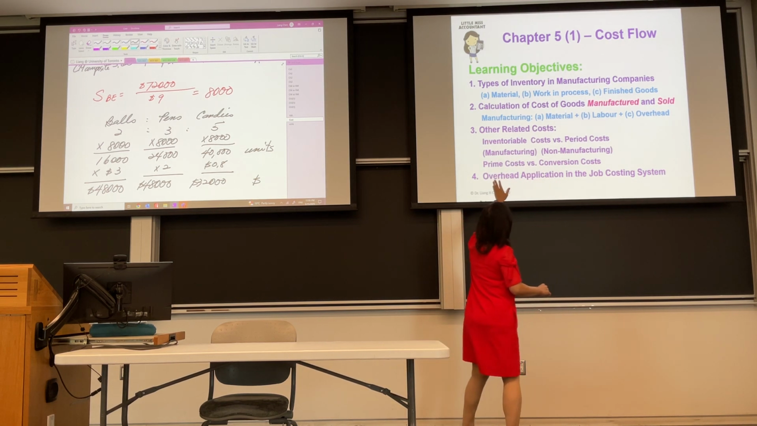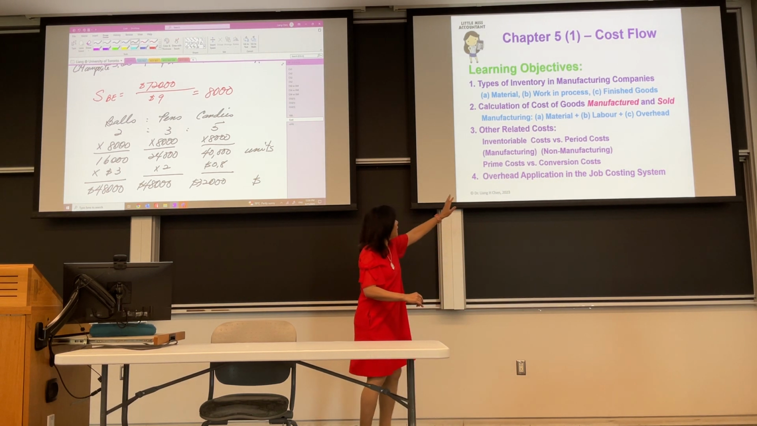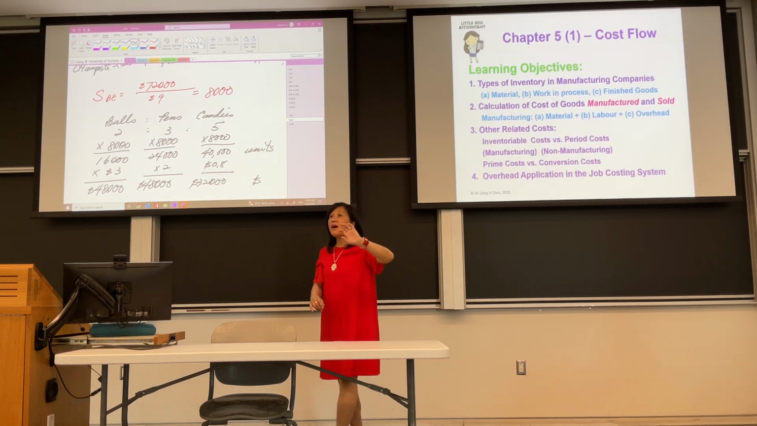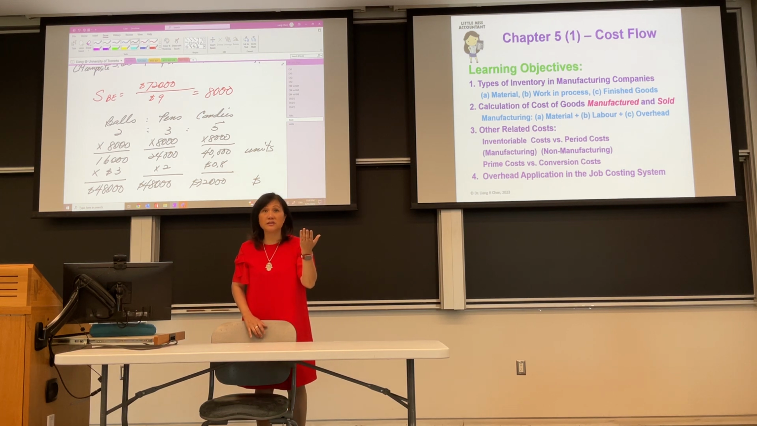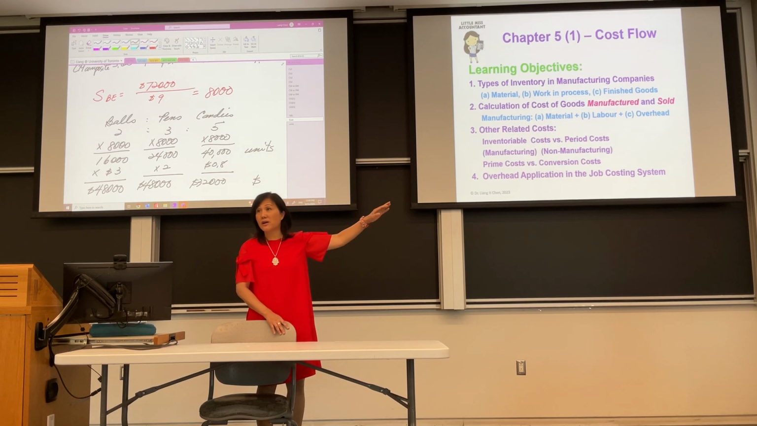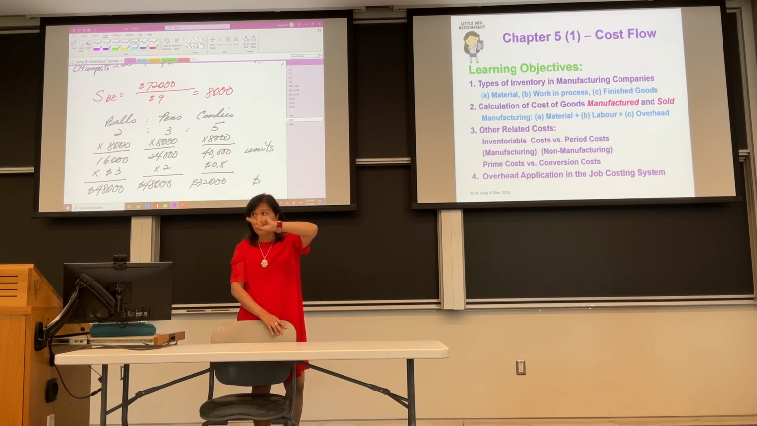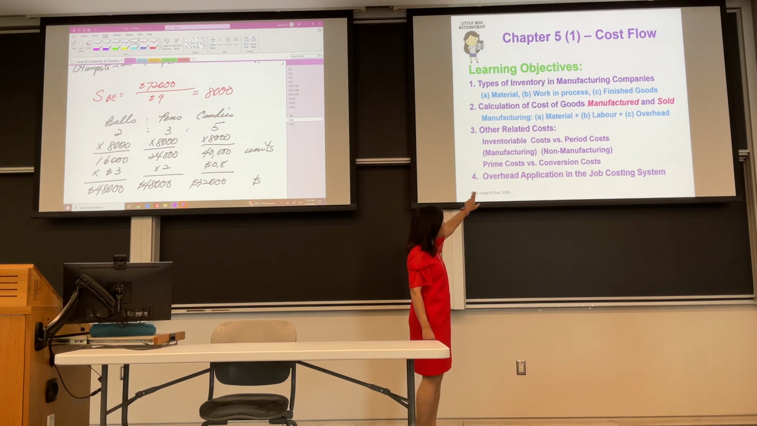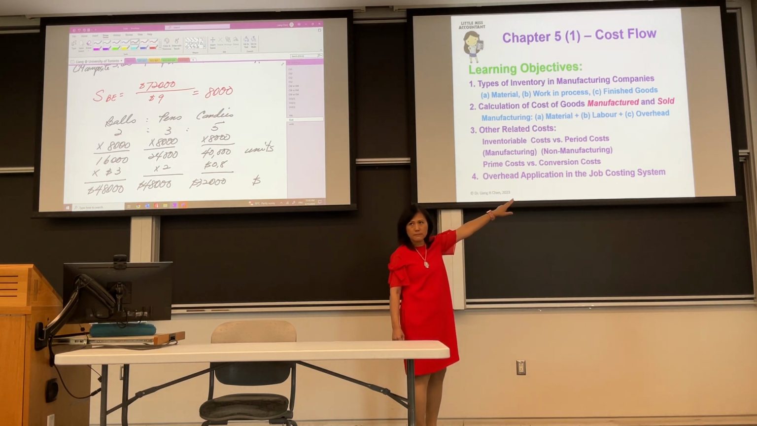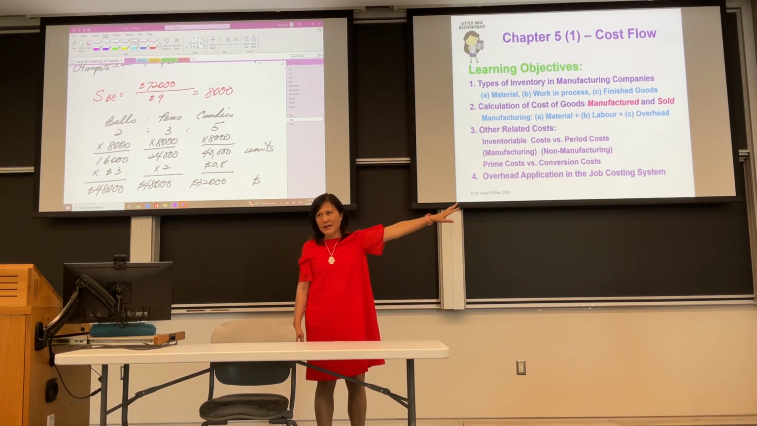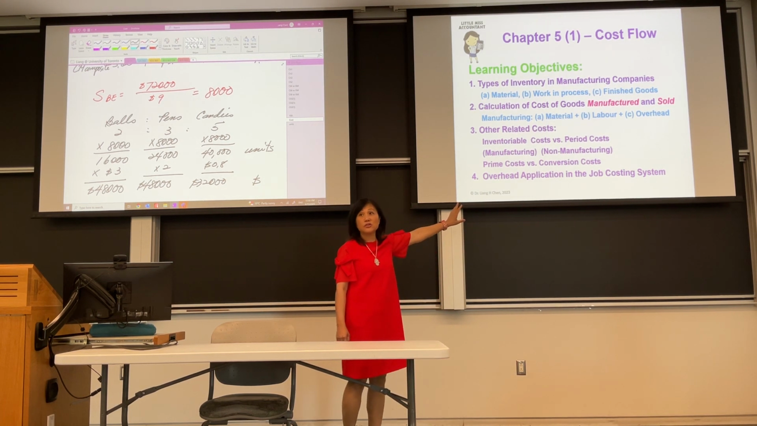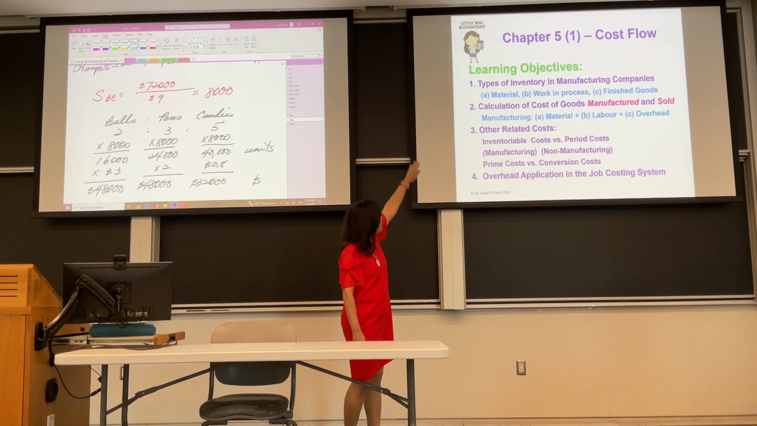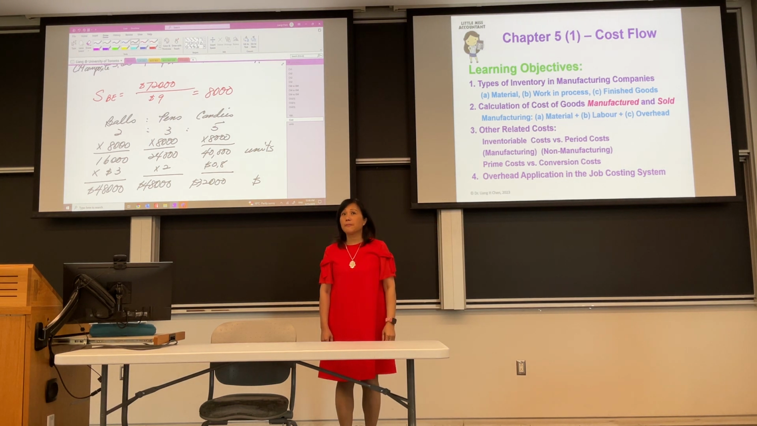And there are other cost terms we are going to learn today. Okay? Something called inventoriable cost and period cost. This is cost by function. What's the purpose of this? Is it product cost or period cost? Another term you haven't heard about, something called prime cost and conversion cost. Number 4, most likely we don't have time to do it today, okay, so this is actually the second part of chapter 5. So it's okay, I just want to finish the first 3 parts today.